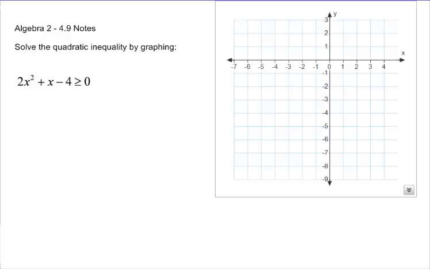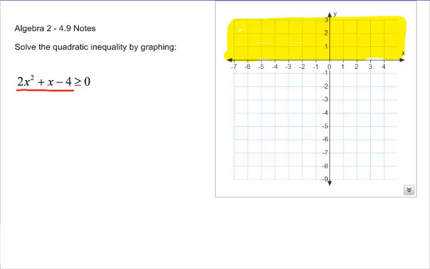Okay, so for this problem, what we want to do is find where the graph of 2x squared plus x minus 4 is equal to or greater than the x-axis. That's the whole goal here. So from this point and up. And in order to do that, what we need to know is where this guy crosses the x-axis.